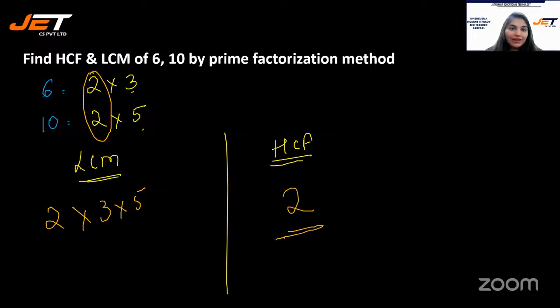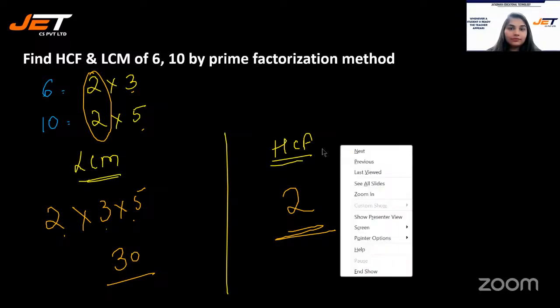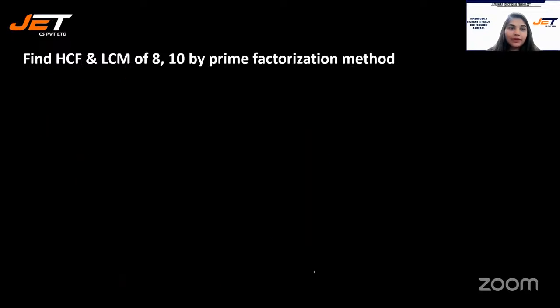So HCF is 2, LCM is 2 times 3 is 6, 6 times 5 is 30. 30 is the LCM. Least common multiple is 30. Highest common factor is 2. Okay? Okay, let's go to the next one.